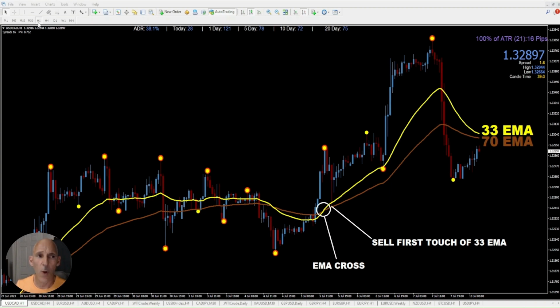So this is the 1 hour chart. That's the sweet spot for the time frame on this strategy. And this is the Canadian dollar. So what we're looking for is a few things. One, right here, here's the EMA cross. Two, we're looking to buy the retrace back to the 33 EMA.